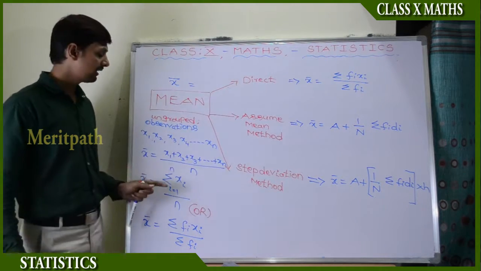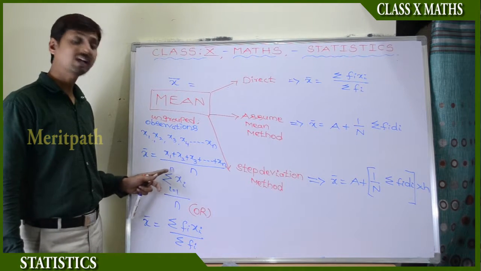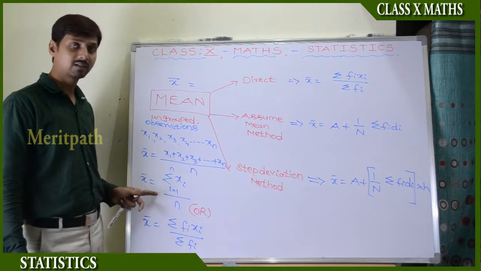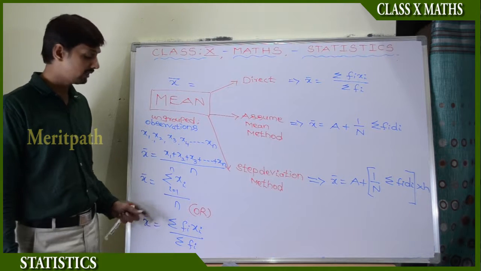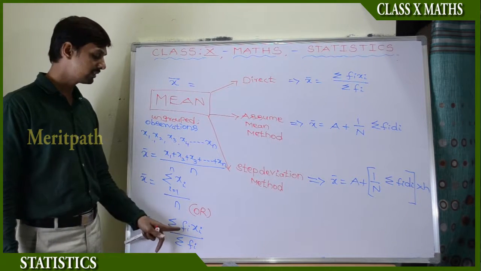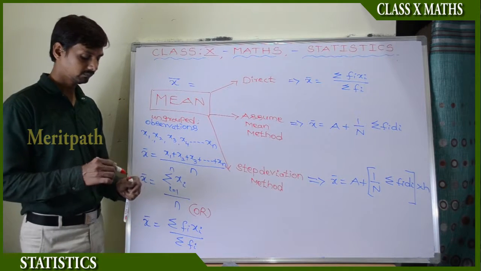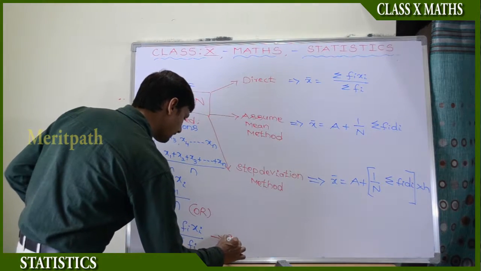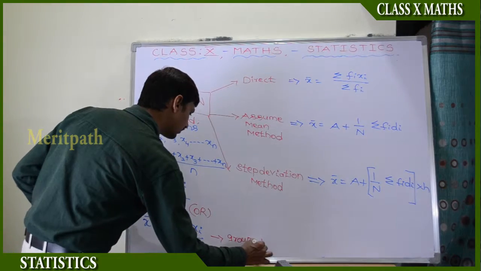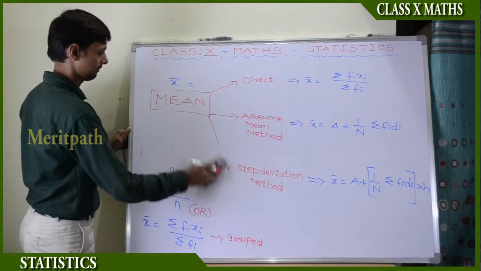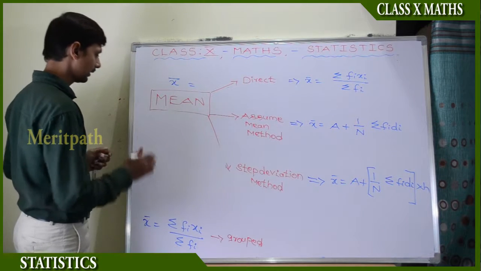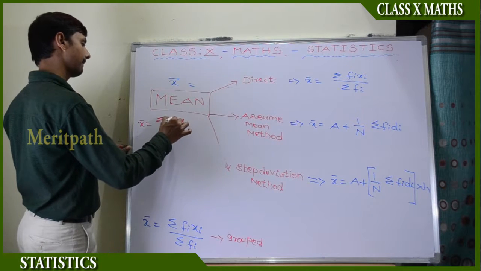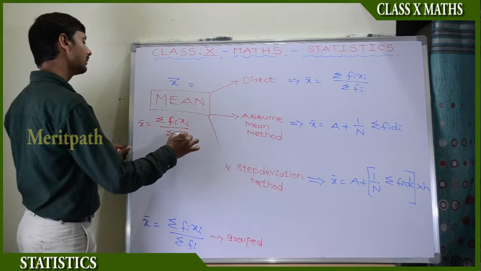For ungrouped data, we can use the formula sigma i equals 1 to n xi, whole divided by n. And for grouped data, we can use the formula x bar equals sigma fi xi by sigma fi. For grouped data, we use this formula. So here let us take x bar equals sigma fi xi divided by sigma fi.